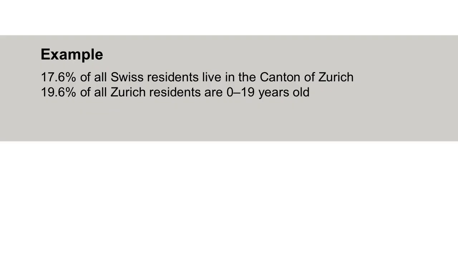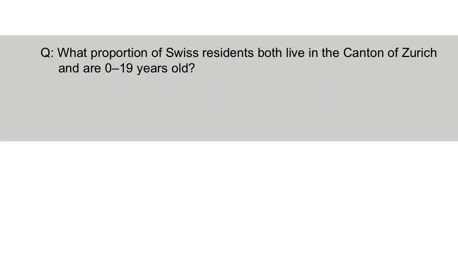Please recall this spreadsheet on Swiss population data that we have. If you look at the size of the canton of Zurich and the population of Switzerland, you will notice that 17.6% of all Swiss residents live in the canton of Zurich. And also in that data set you will see 19.6% of all Zurich residents are under 20. They're between 0 and 19 years old. And here's a question for you. What proportion of Swiss residents live both in the canton of Zurich and are under 20 years old?